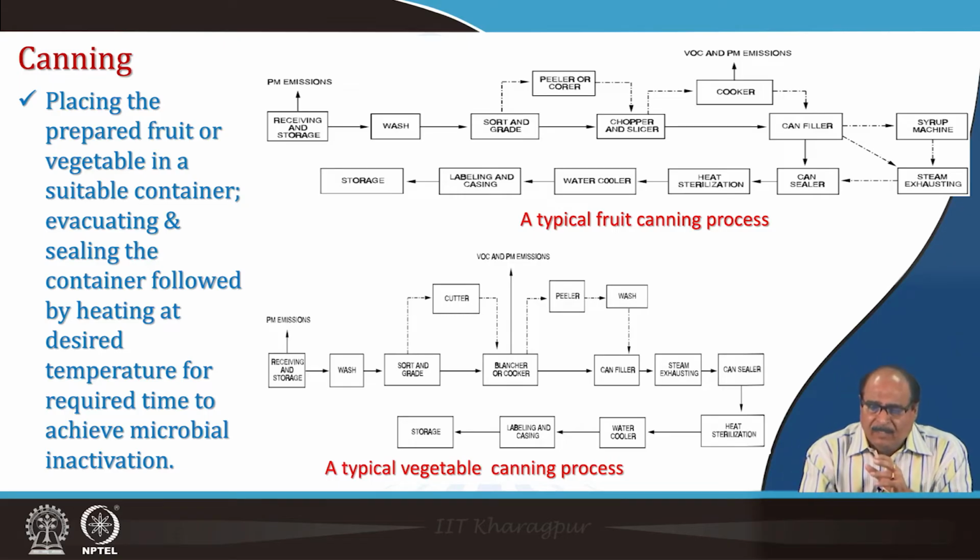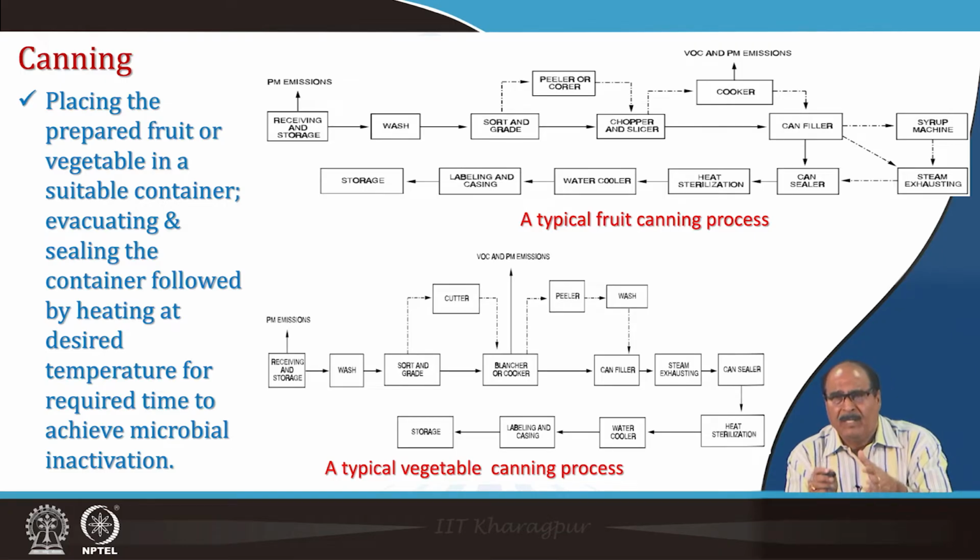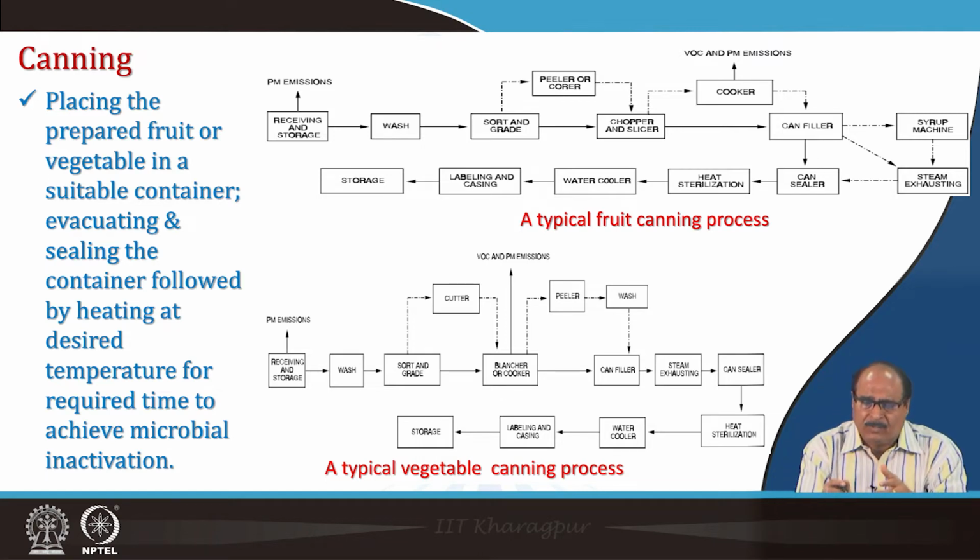Here I have given you a typical fruit canning process, with obvious treatments like peeling, washing, cleaning, coring, cutting, slicing, etc., and suitable pre-treatments. In the last class on dehydration we studied the different pre-treatments. Here also a suitable blanching method is given, and then finally the fruit is put into a suitable can, sealed and heat processed.